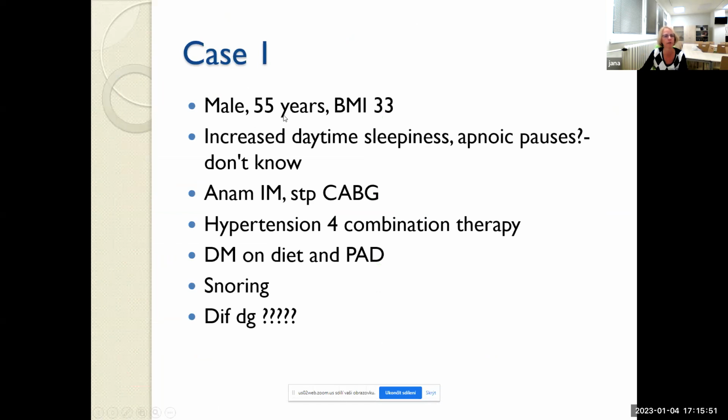We have a male, 55 years old, with BMI 33, so he is obese. He has increased daytime sleepiness, and we don't know if he has apneic episodes. In his medical history, he has had a myocardial infarction and is after a bypass graft, a therapy of the myocardium with a special procedure. He has hypertension on a four-medication combination therapy. He has diabetes mellitus and is on diet and on medication for it. He snores, and we would like to think of a disease. In this case, it is obstructive sleep apnea.